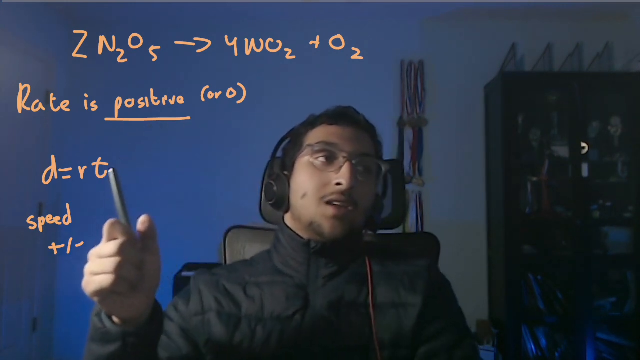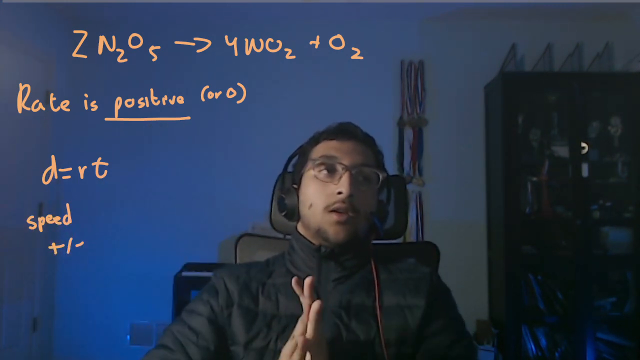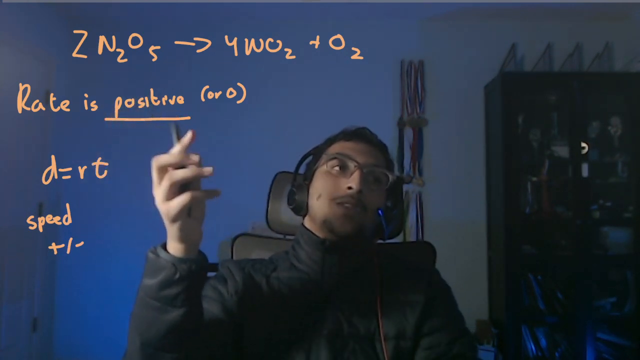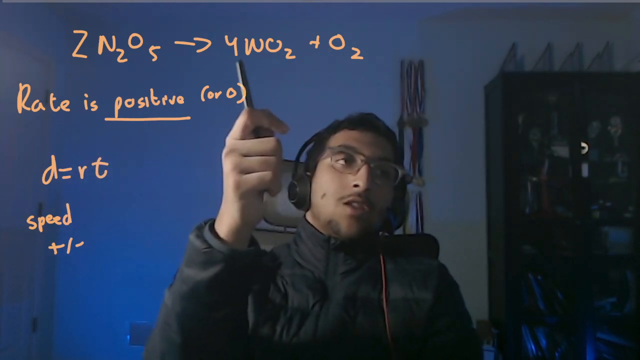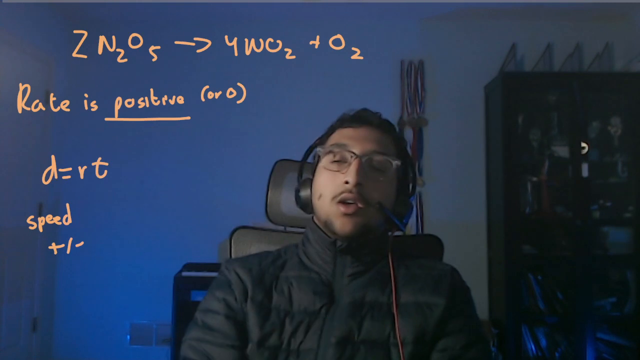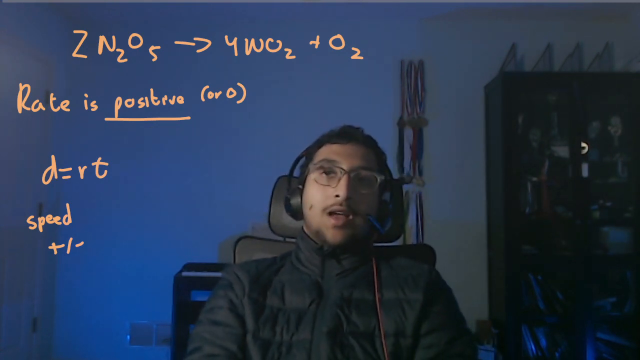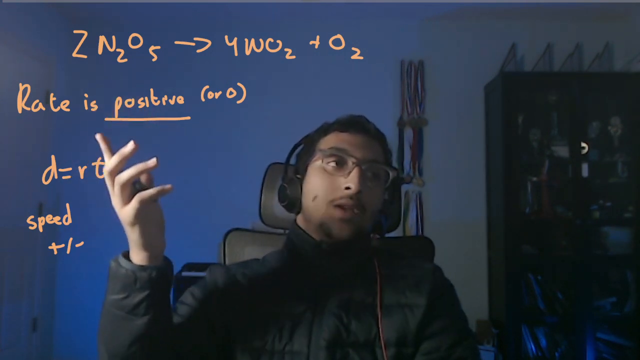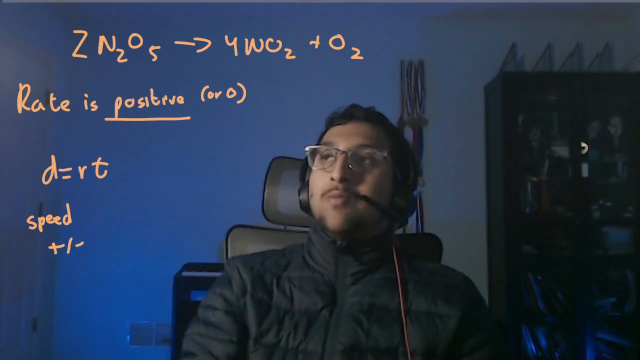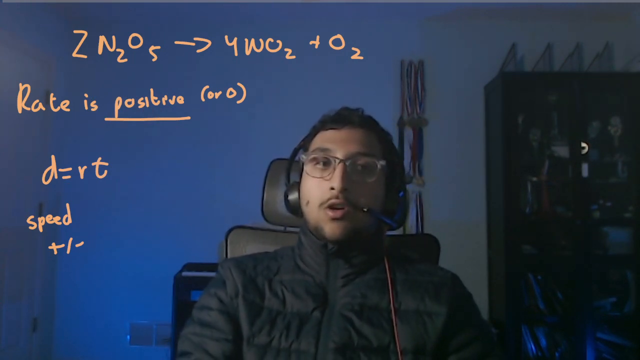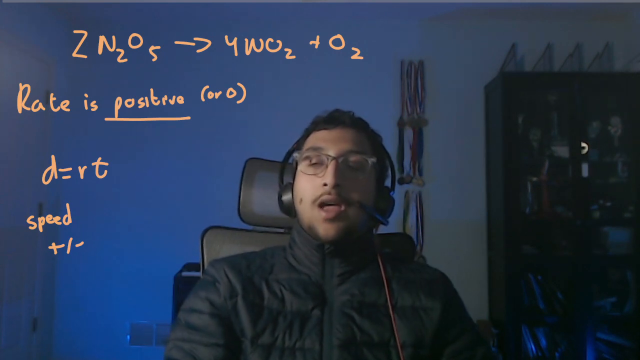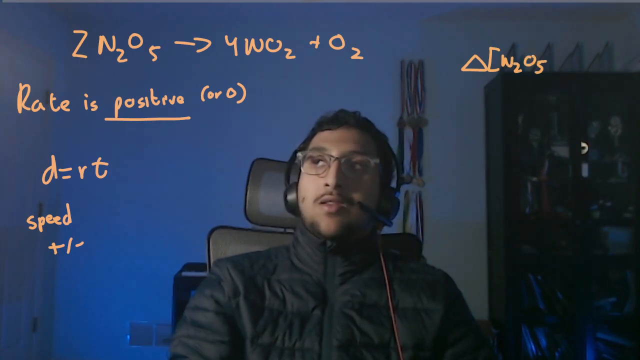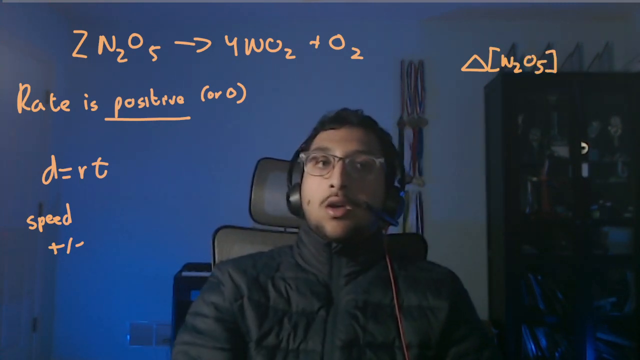Instead, here we just define the rate as either formation or disappearance. So this would be a rate of disappearance because N2O5 is disappearing. However, NO2 is being formed, so the rate of formation. So you always want to think about whether you need to add a negative to it to make it positive. And I know it sounds weird, but we'll go through this example. So we want to find the rate of disappearance of N2O5. So this is just a change in substance or concentration. Usually we just define the amount as concentration, and then over time.